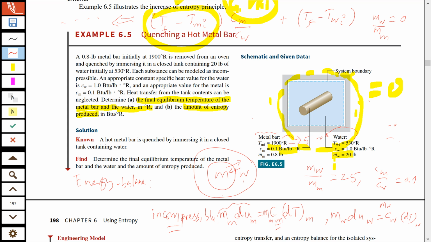So it means that the entropy of metal will increase or will it decrease? Because entropy is a property, so I say change in entropy for M. Can someone tell me whether this will be positive or negative?